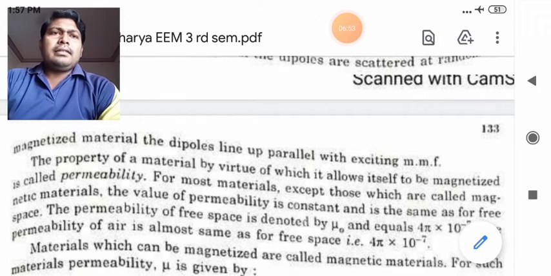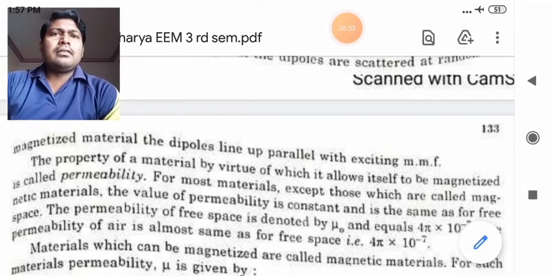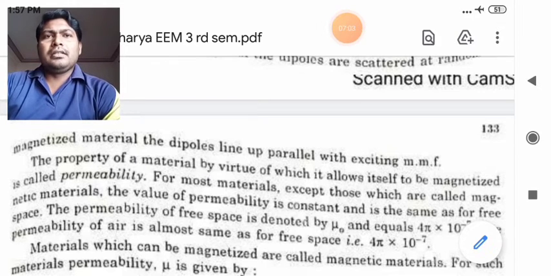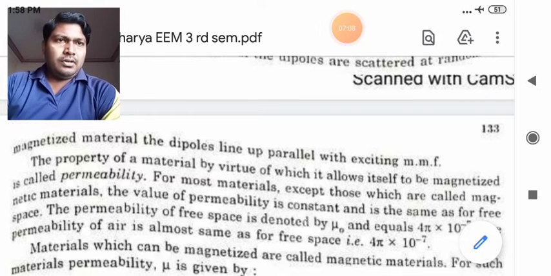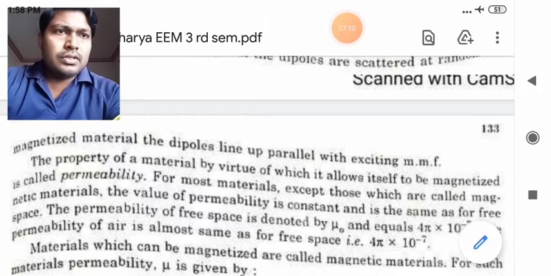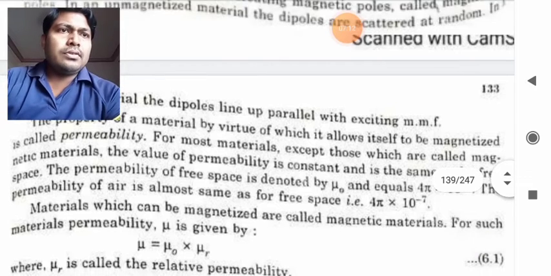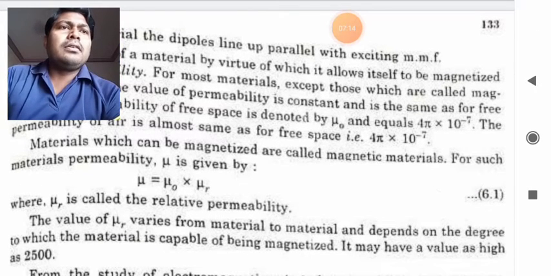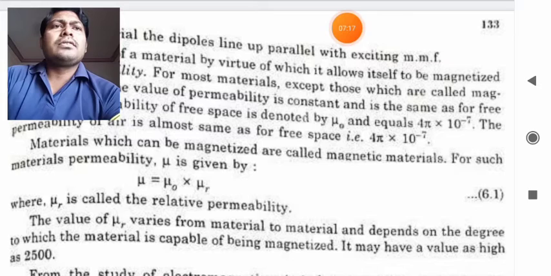For most materials except magnetic materials, the value of permeability is constant and the same as for free space. The permeability of free space is denoted by mu naught or mu 0 and equals 4 pi into 10 to the power minus 7.